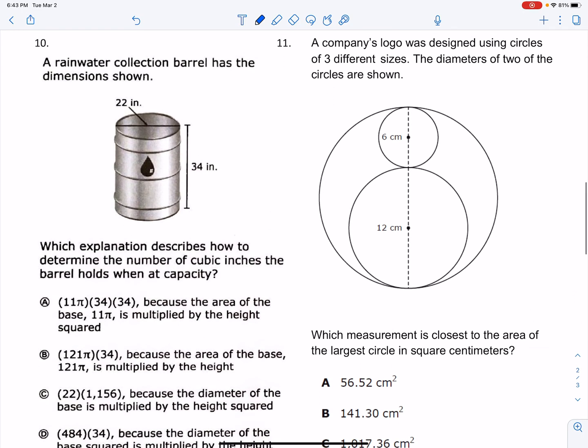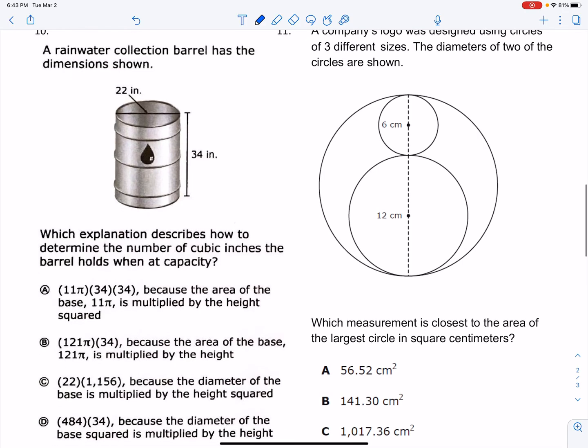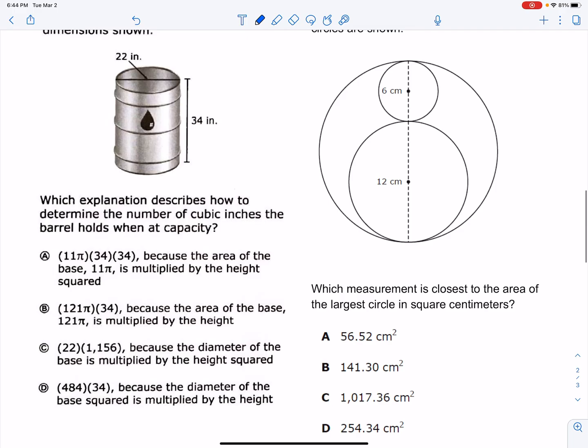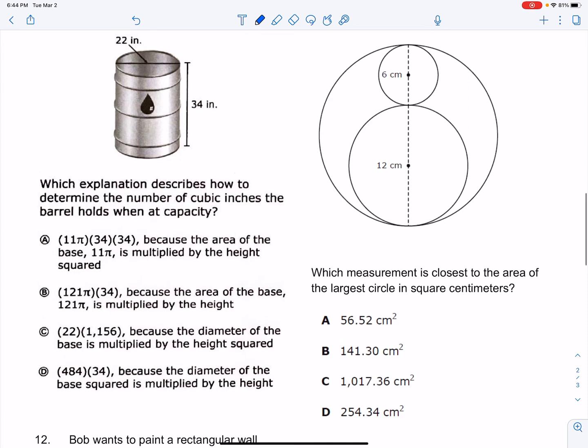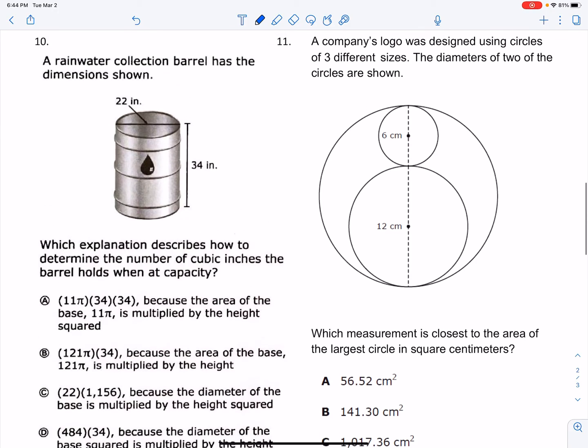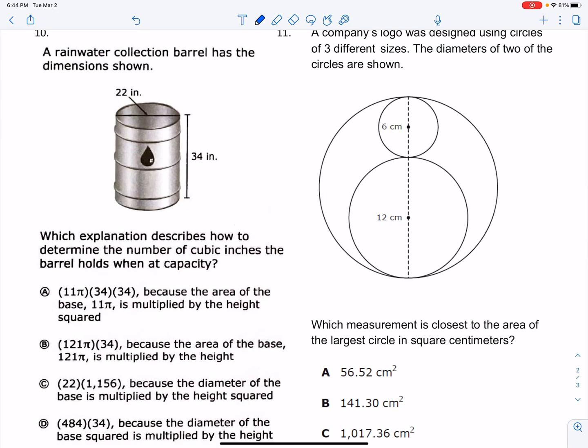So let's look at question number 10. A rainwater collection barrel has the dimensions shown. We've got a barrel, and this barrel is in the form of a cylinder. It says, which explanation describes how to determine the number of cubic inches the barrel holds when at capacity? In other words, when it's full. The first thing I would do, since we're talking about determining the number of cubic inches, well, cubic inches is dealing with volume. So you look for your volume formula.